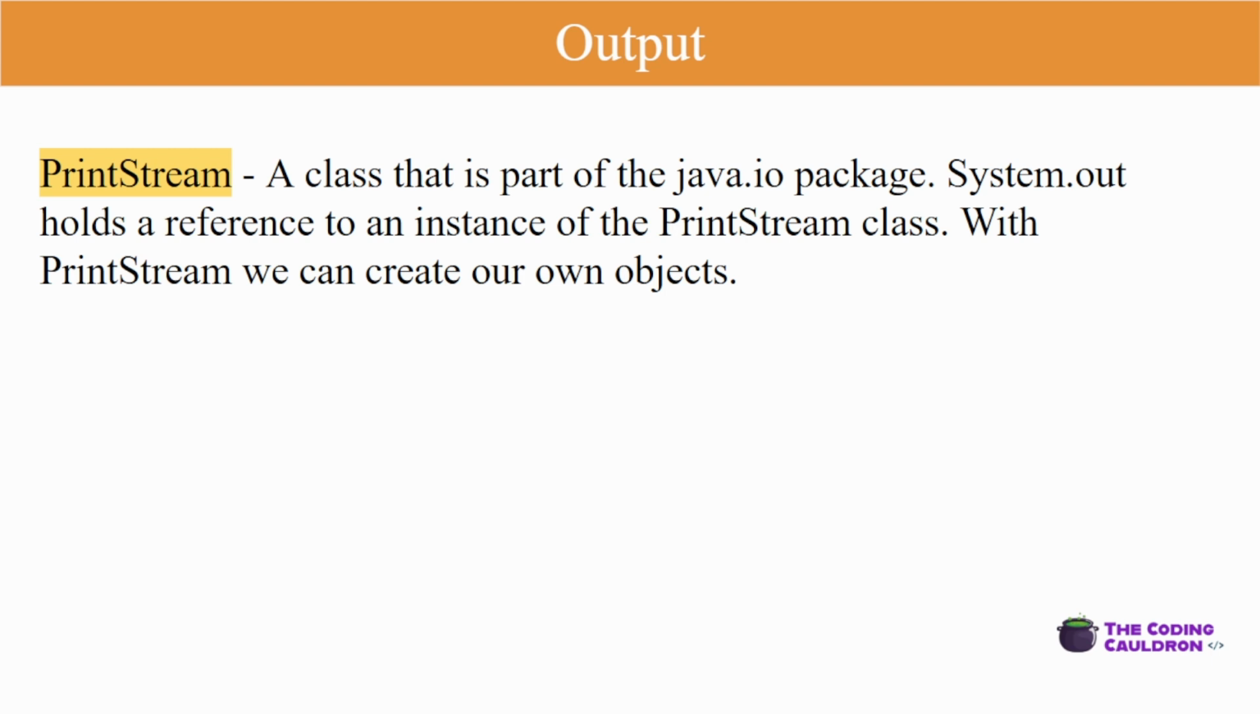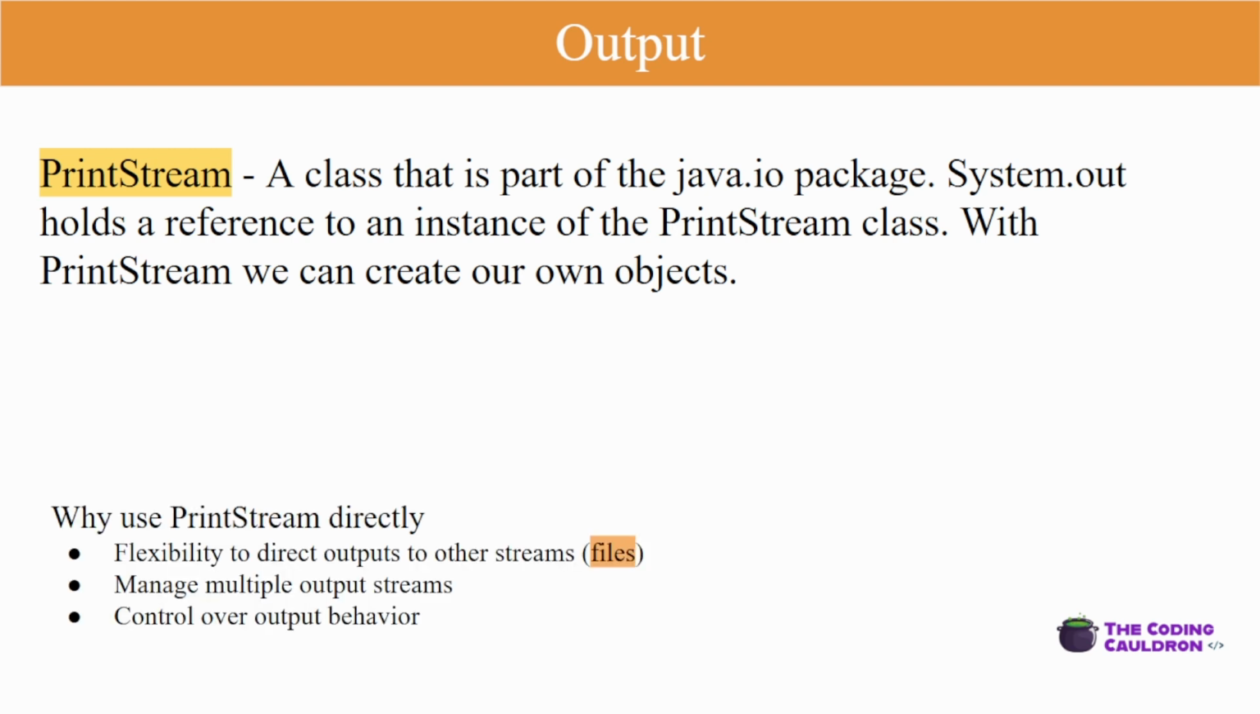Using System.out is sufficient for most of what we print on the console, but we can use PrintStream directly for certain situations, like redirecting outputs to other output streams like files, managing multiple output streams, which we'll do in another video, and controlling output behavior, like customizing how errors are printed, adding headers, and timestamps. To do this, we have to import the package java.io.